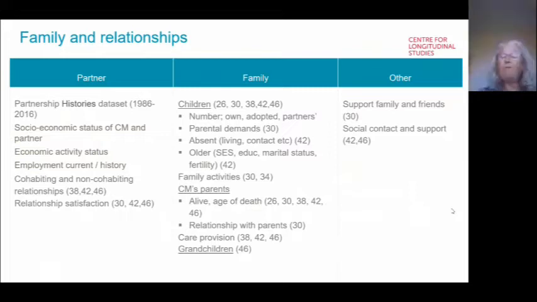In addition, information on the cohort members' parents' mortality and care provision, and data collected at age 46 on grandchildren. So you can see there's information there on four generations. Also, there's data on support from family and friends and social contact and support in midlife.